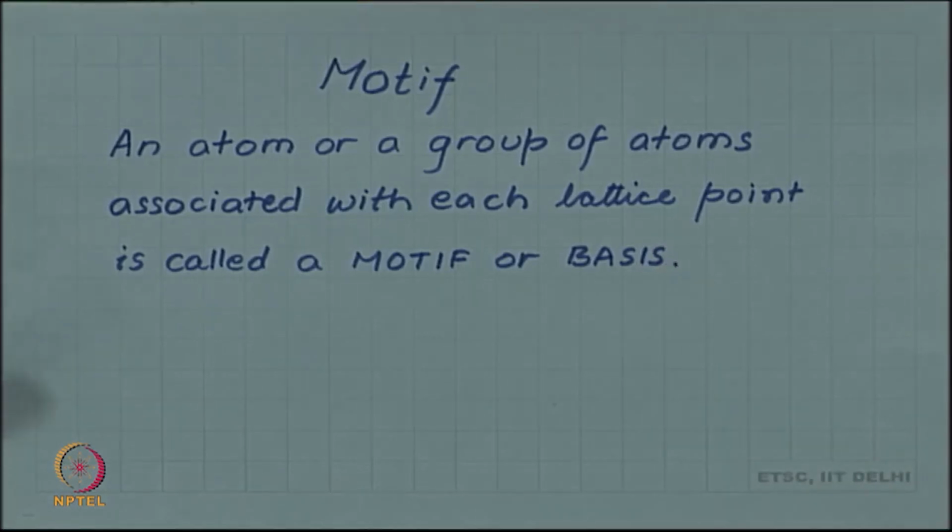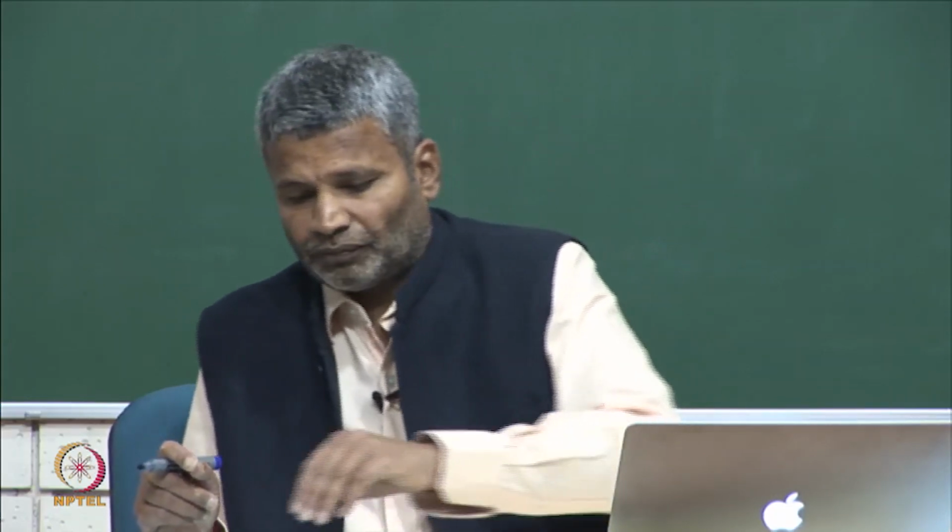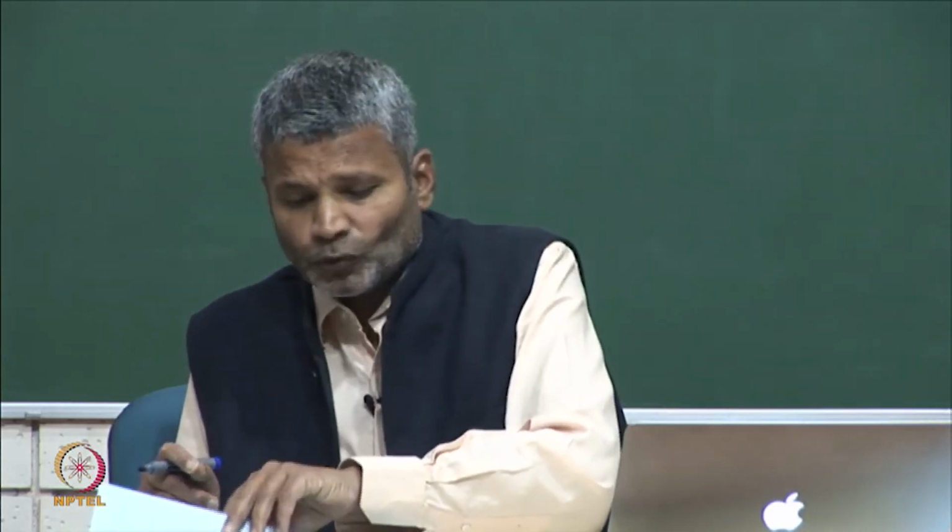Because we have seen that a lattice gives you only the skeleton of the entire structure, it is only a set of points, and for a crystal we need to provide atoms at those points. So, that atom or group of atoms which, by associating with each lattice point, we can develop the entire crystal structure will be called the motif. The hexagonal close packed structure provides a good example of a motif.